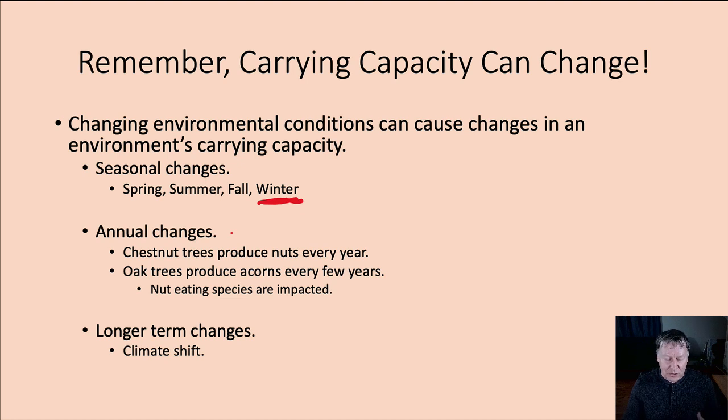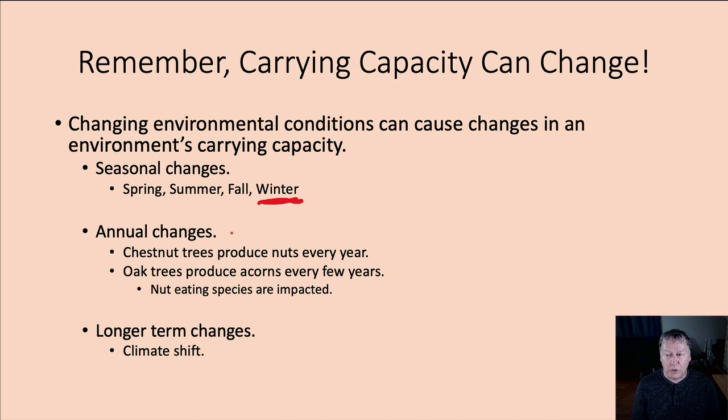So animals that eat chestnuts, one year there's a whole bunch of food going around, the next year much less. But that's going to have an impact on the carrying capacity for those things that eat chestnuts. Oak trees produce acorns every several years, so any animal that eats those has to budget around that. There's periods of abundance and periods of shortage. And so on any given year, the carrying capacity can be different than previous years.